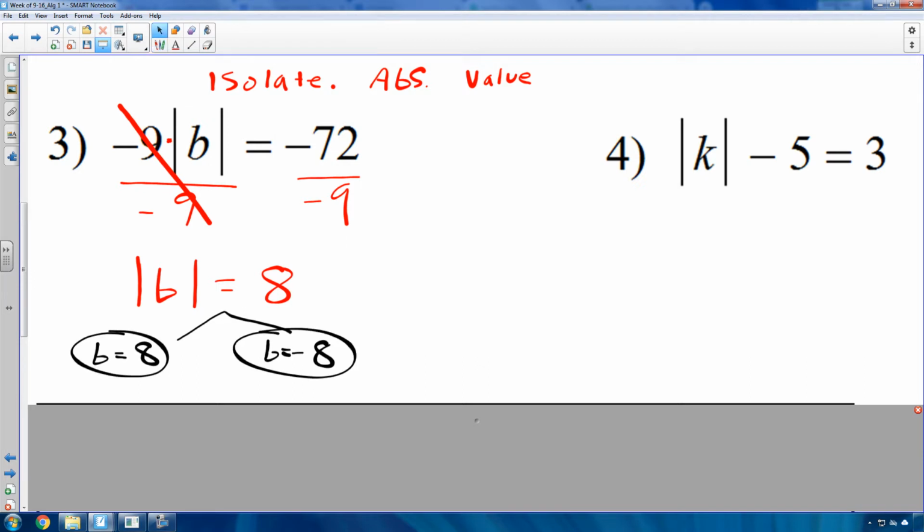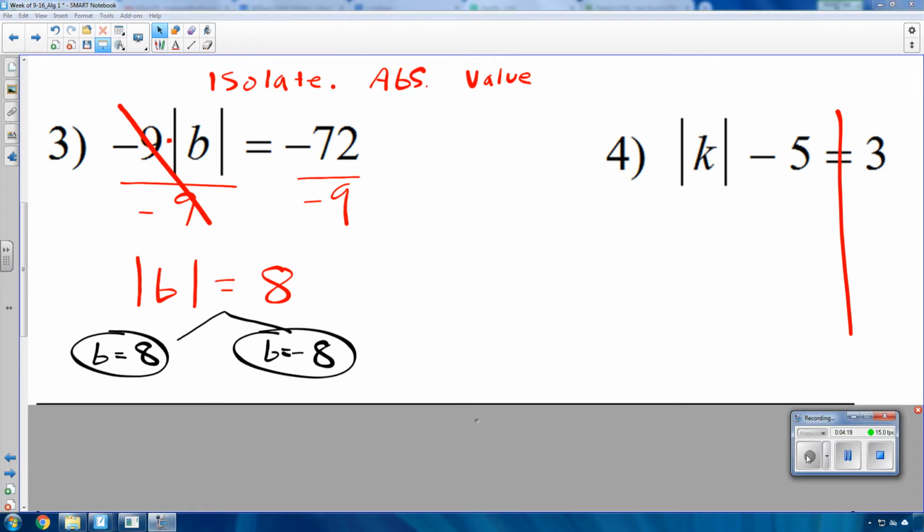So we look at this next problem, and we start to think to ourselves, the absolute value of k minus 5 is equal to 3. If that's the case, is the absolute value alone? Yes or no? I don't want anything outside of there on that side of the equation. Does that make sense? So I'm going to go ahead and add 5 to both sides.